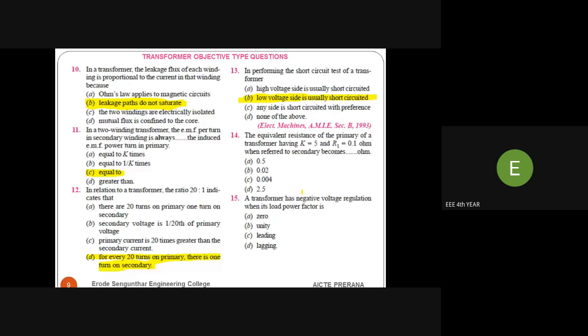Question number 14. The equivalent resistance of the primary of a transformer having K equal to 5 and R1 equal to 0.1 ohm, when referred to secondary, becomes dash ohm. It is 2.5 ohm.